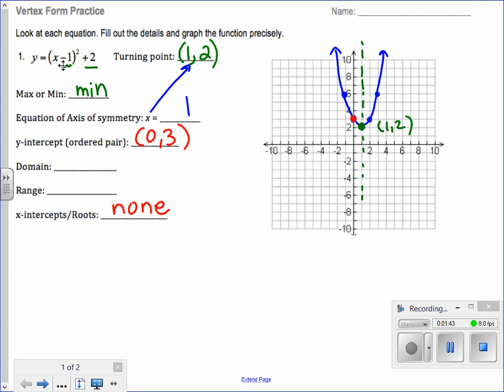For domain, remember that our domain always goes left and right forever for a parabola. So our domain here is all real numbers. And the range deals with y values. Because the lowest y value here is 2, and every other y value is above it, all the y values are greater than or equal to 2. Right? So that's number 1.